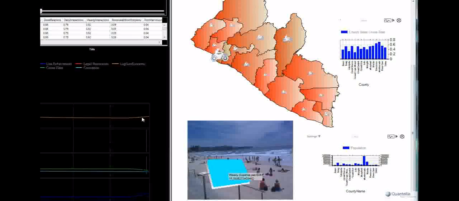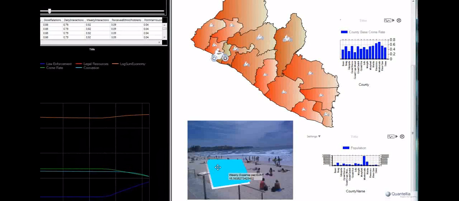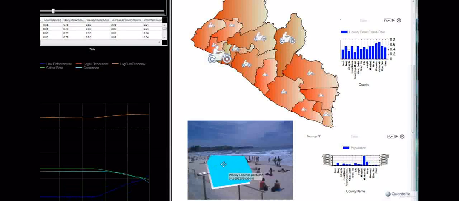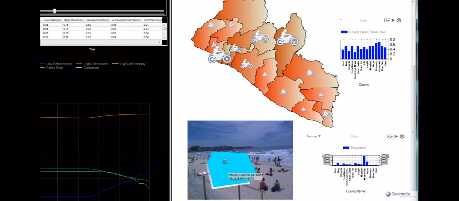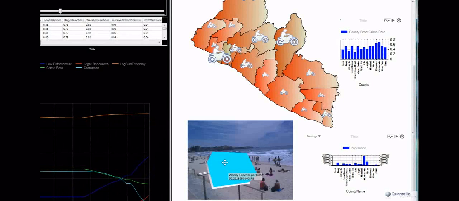The country still has an overall economic issue, but as we increase the number of CJAs, what you see is the economy starts to improve. The green line crime rate starts to go down. Corruption decreases. And again, as we continue to increase the number of CJAs, we do see an improvement over time. Although, interestingly, there's an interesting dynamic here.